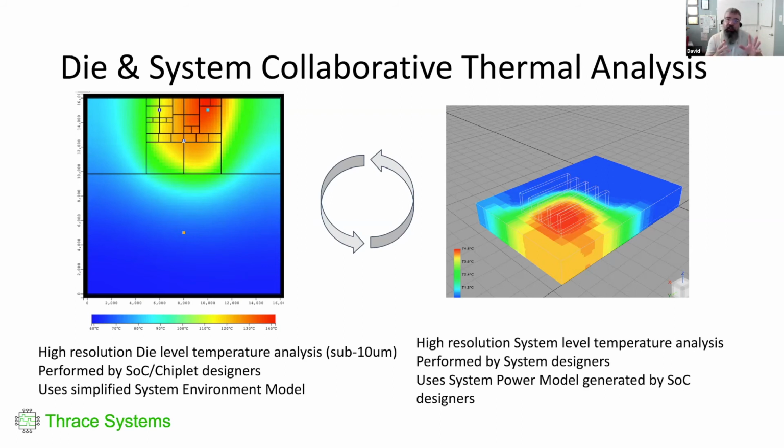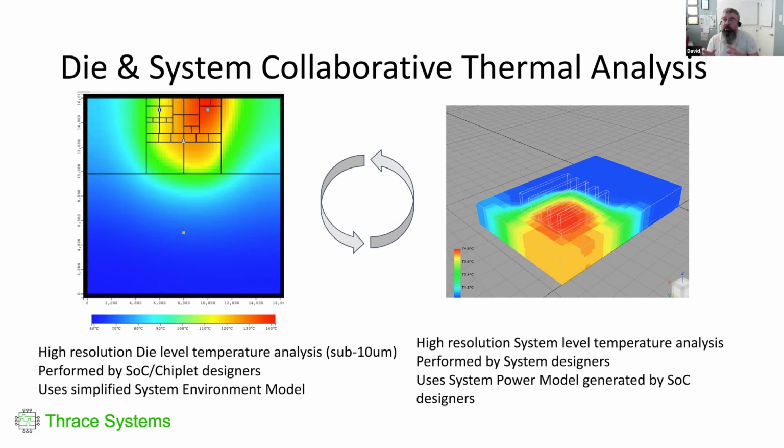On the left side, the chip designers would be looking at die level at very high resolution, at very small geometries, and figuring out what is happening. We also enable them to look at different metal layers, what the metal utilization is for different metal layers, and how that impacts the overall heat transfer.